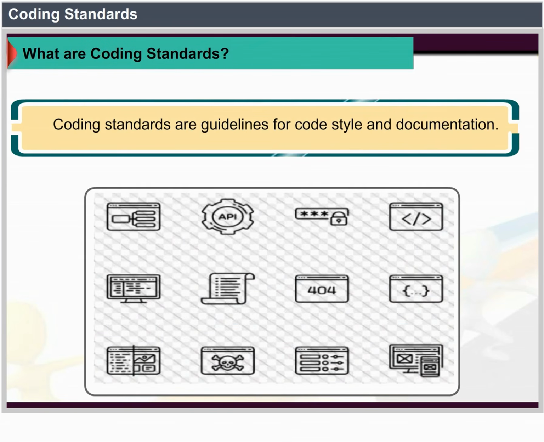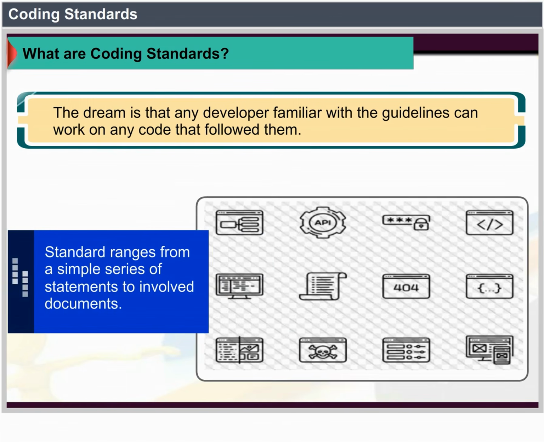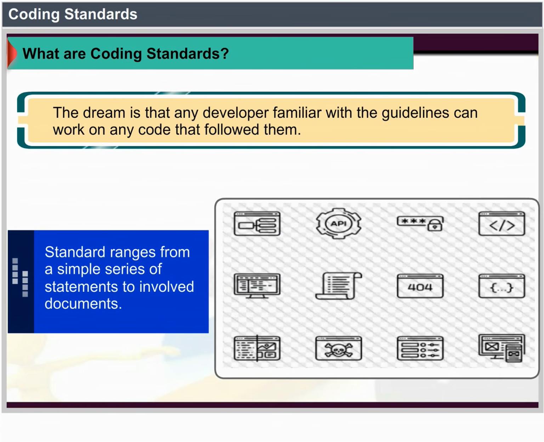Coding standards are guidelines for code style and documentation. The dream is that any developer familiar with the guidelines can work on any code that follows them. Standards range from a simple series of statements to involved documents.